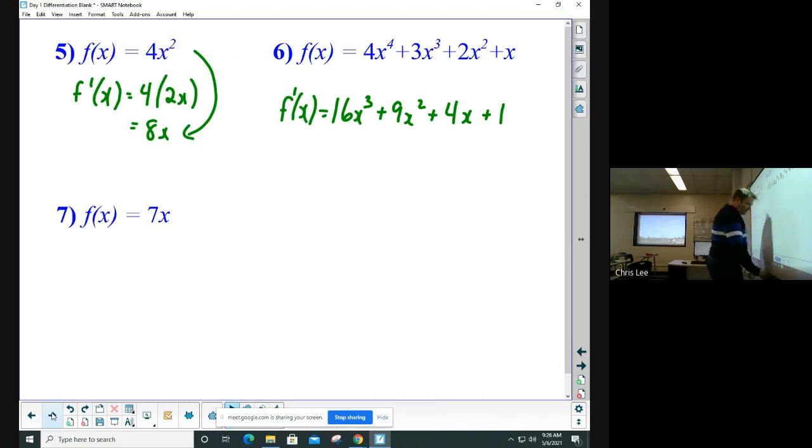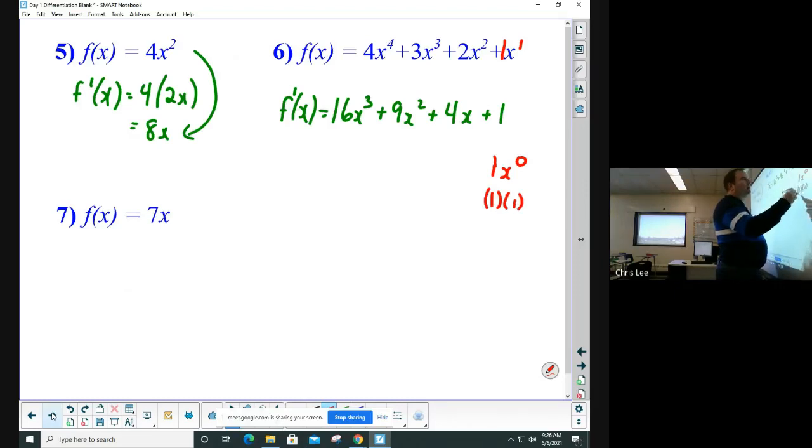Let's just talk about that last number there. This is a 1x to the power of 1. Okay, and if we follow the same rules, we bring the 1 down, and it's 1 times 1, x to the power of 0. Okay, 1 less. What does x to the power of 0 mean? Well, any number to the power of 0 is 1. So this is just like 1 times 1, which is 1. Great.